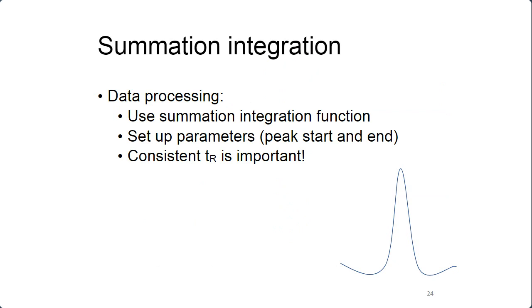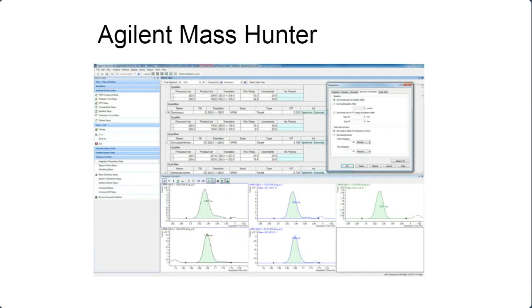For that, parameters are set up with peak start and end. Consistent retention time is important, and there is no human review. So, for example, for Agilent software, it looks like this. We set up parameters, and the software automatically draws a line from peak start to peak finish.